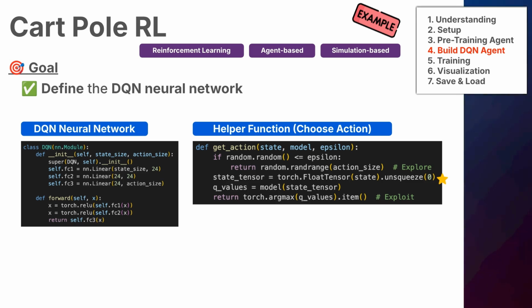So it includes two behaviors. Explore picks a random action. Exploit chooses the best action from the model. This balance of explore and exploit helps the agent learn faster while avoiding getting stuck on bad strategies early on.